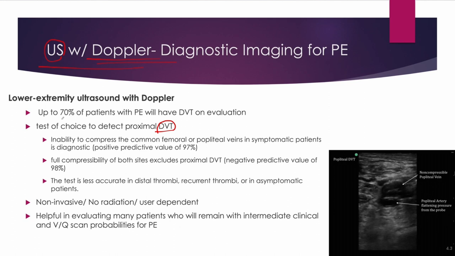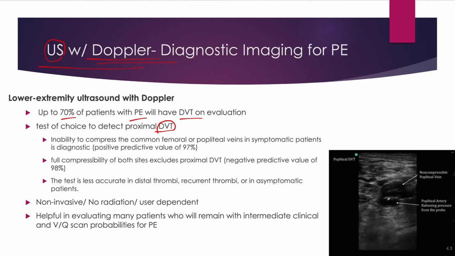And up to 70% of patients with a PE will have a DVT. We talked about that at the very beginning. So this is not first line for detecting a PE. But because there's such a correlation between DVT and PE, if we have a patient that sounds like they have a PE, they can't tolerate the other procedures or they're inconclusive, we can come down, look for the DVT, and that helps us make the diagnosis.